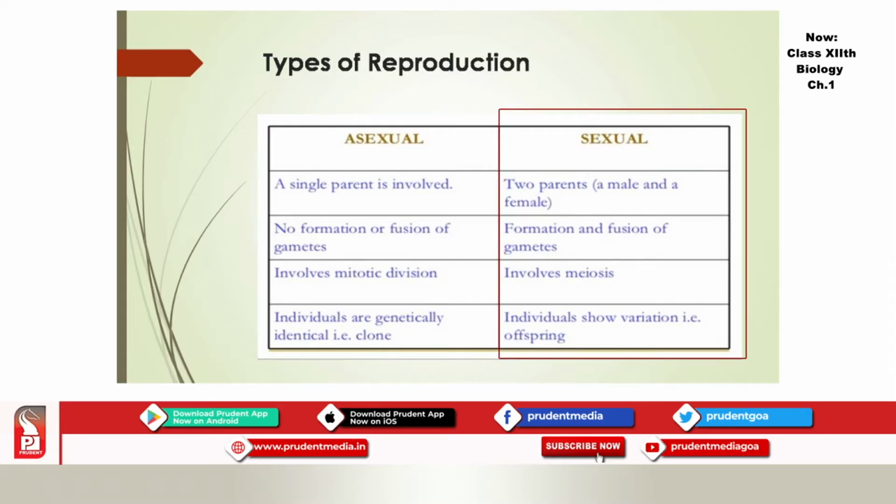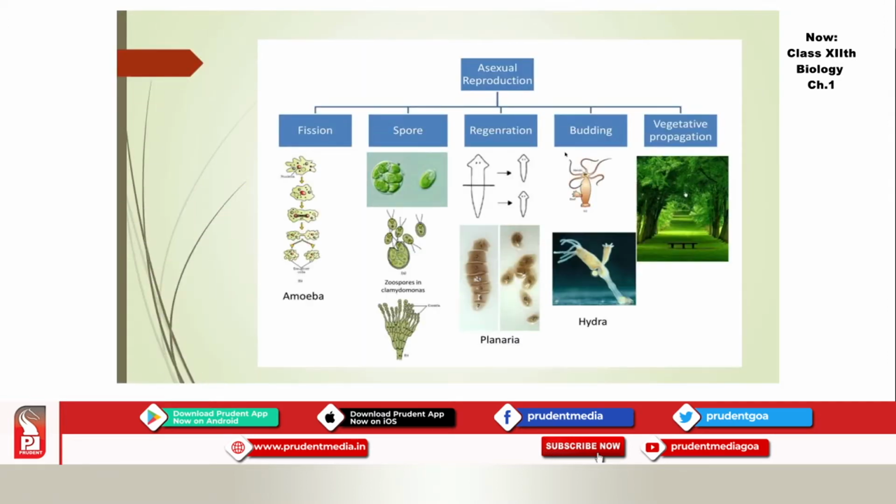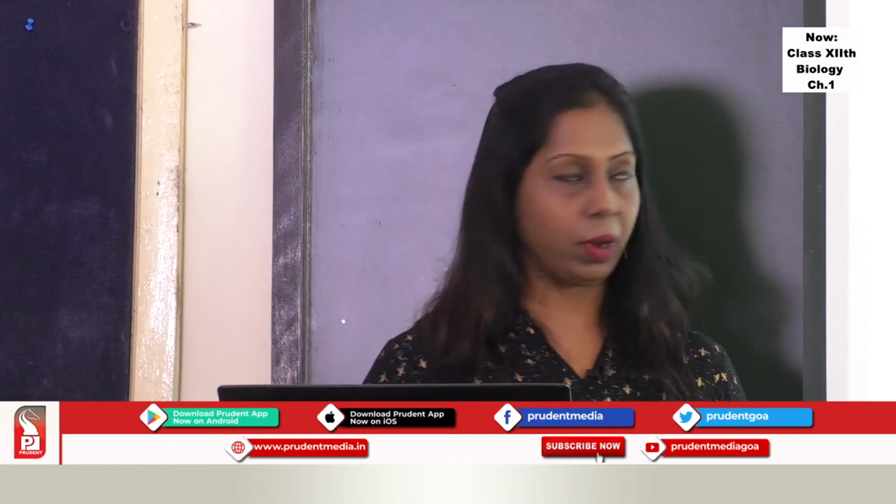But in sexual reproduction, there is variation because of this cell division known as meiosis, which brings about evolution. The different methods of asexual reproduction are as follows. We have fission, spore formation, regeneration, also known as fragmentation, budding, and vegetative propagation. Let's go through each one of them now.